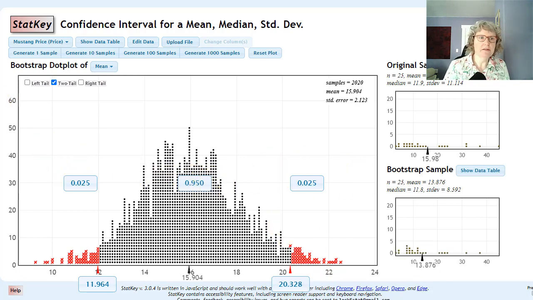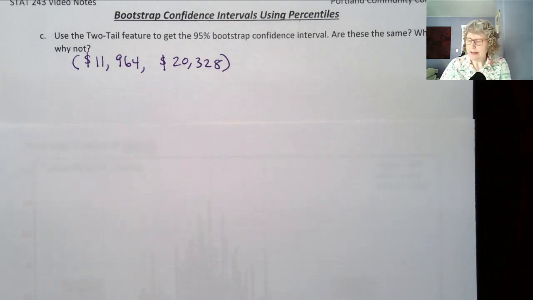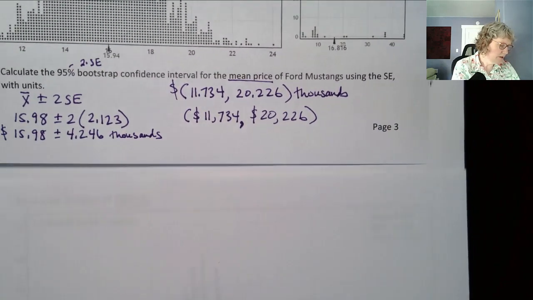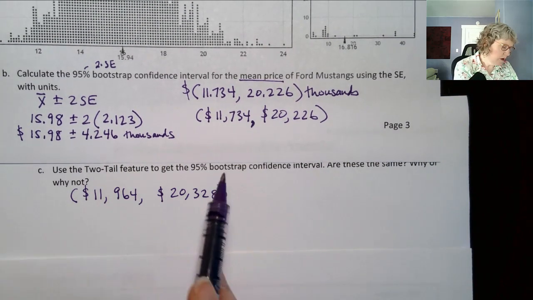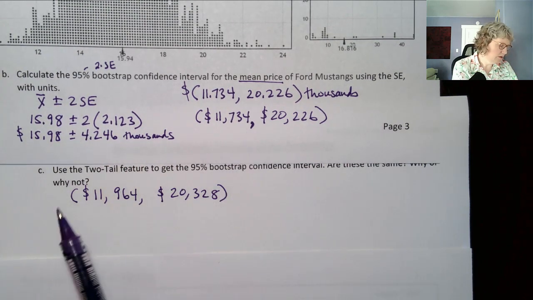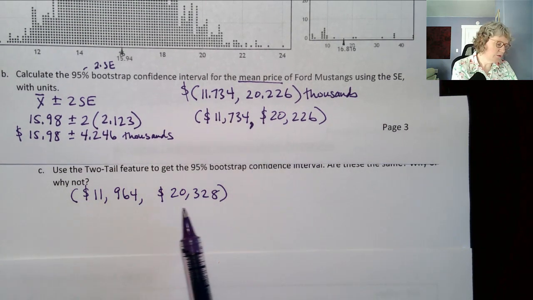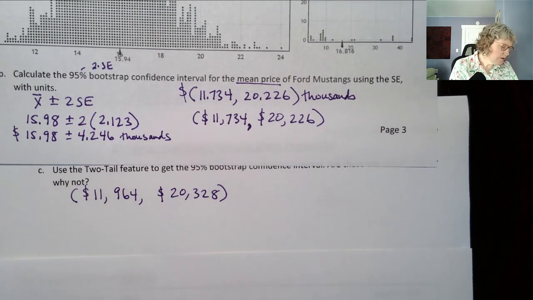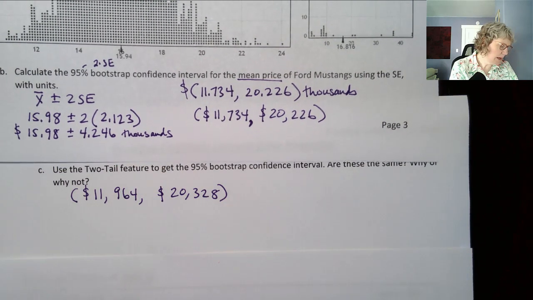Let's compare that with what we got before. And it won't be exact, right? Because we will never get the exact same thing. But it's not too far. If I compare my dollar values, $11,734 to $20,226, with $11,964 to $20,328, it's around $100, $150 off. But pretty close, same idea, okay?